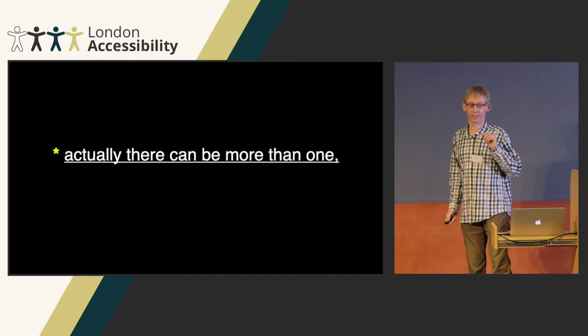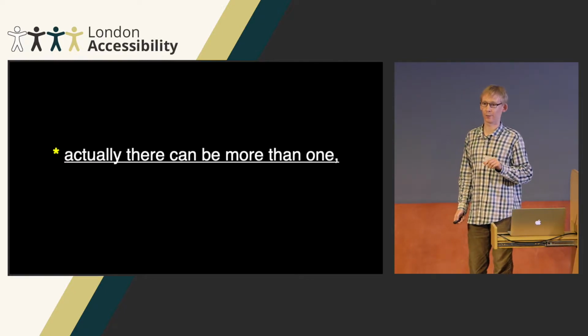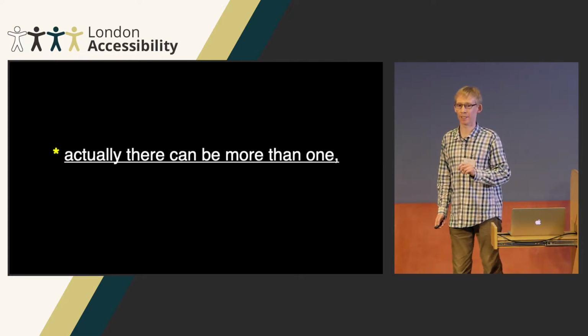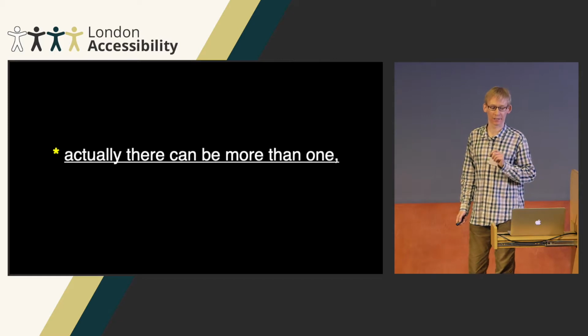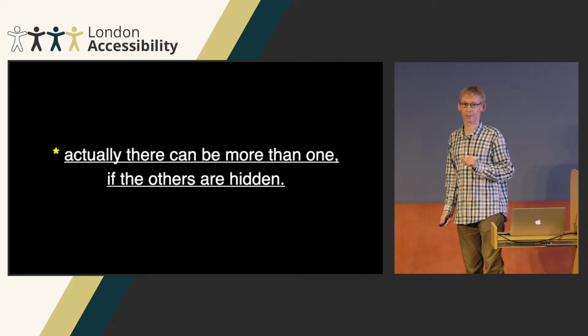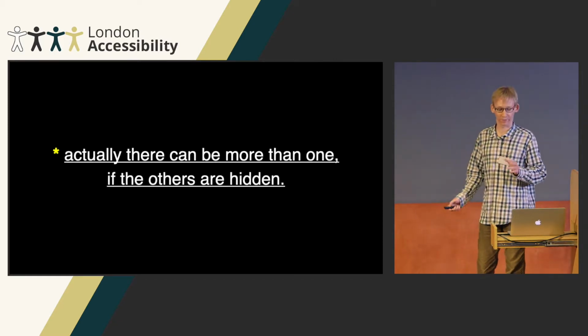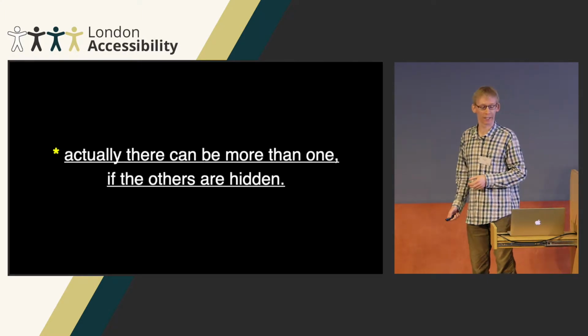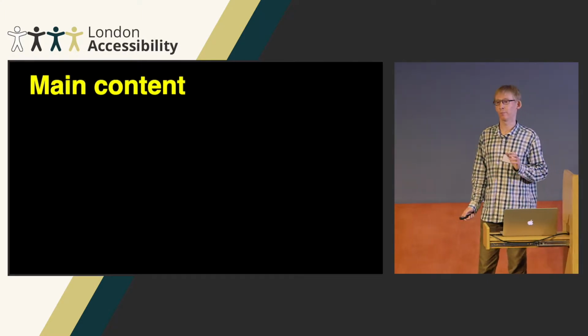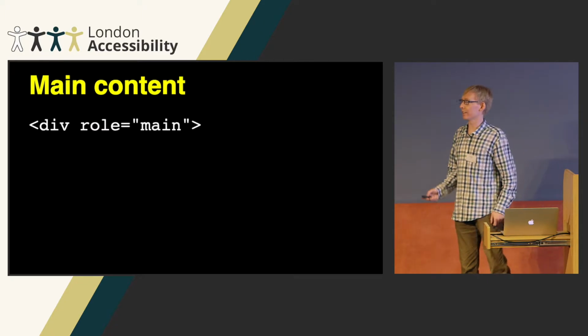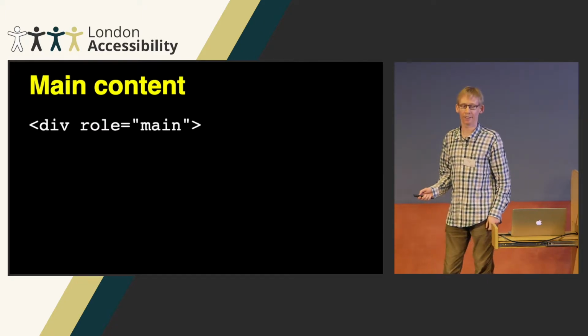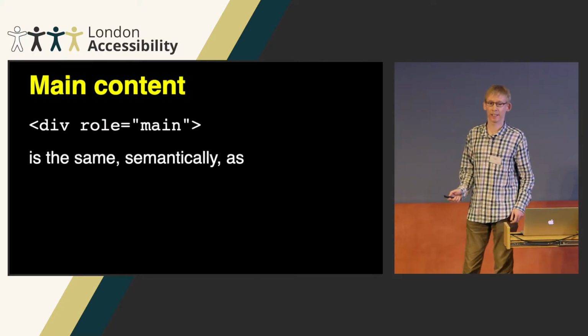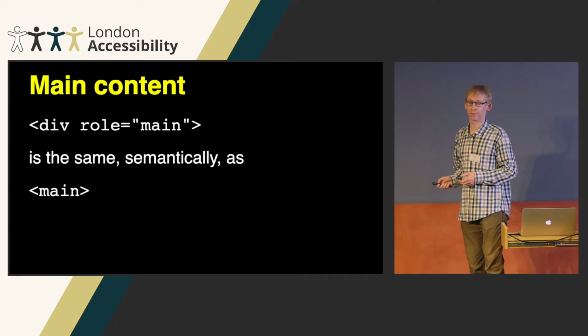Actually, it's not quite true that there can only be one, or that there must only be one. You can have more than one main element as long as the other ones are invisible. So that wasn't quite true. Anyway, so main content: div role equals main is exactly the same semantically as main.